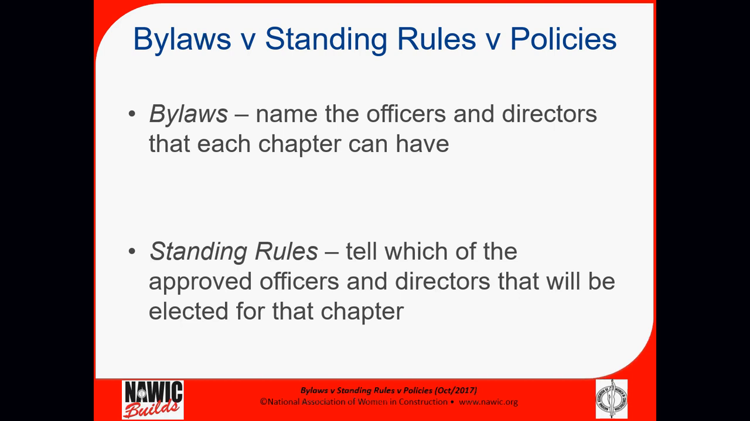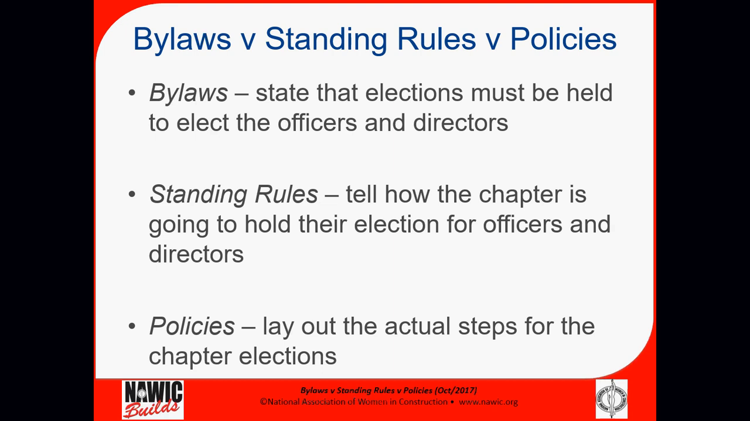The bylaws give the officers and directors that each chapter can have. The chapter adopts a standing rule that tells which ones they will elect for their chapter. Again, the bylaws state that elections must be held to elect the officers and directors. The chapter adopts a standing rule that tells how they're going to hold their elections. In this case, we have either in chapter meeting or via mail ballot. The policies then would lay out the steps for the chapter elections.